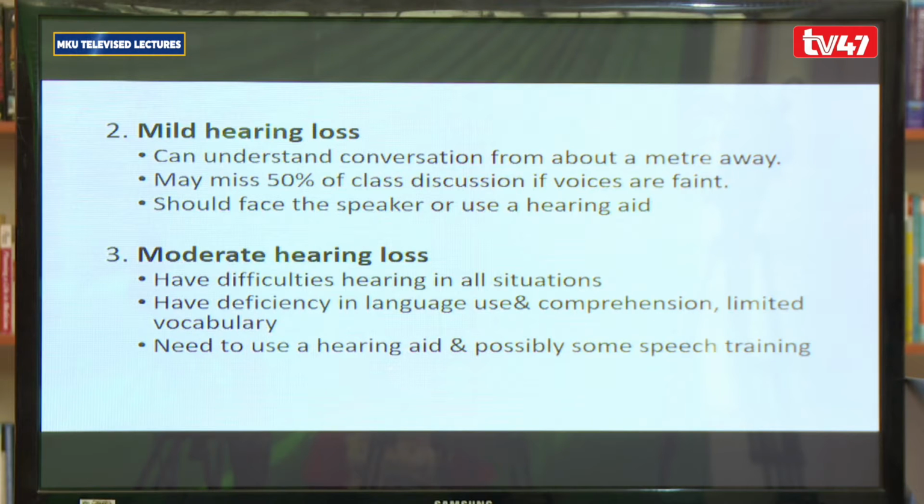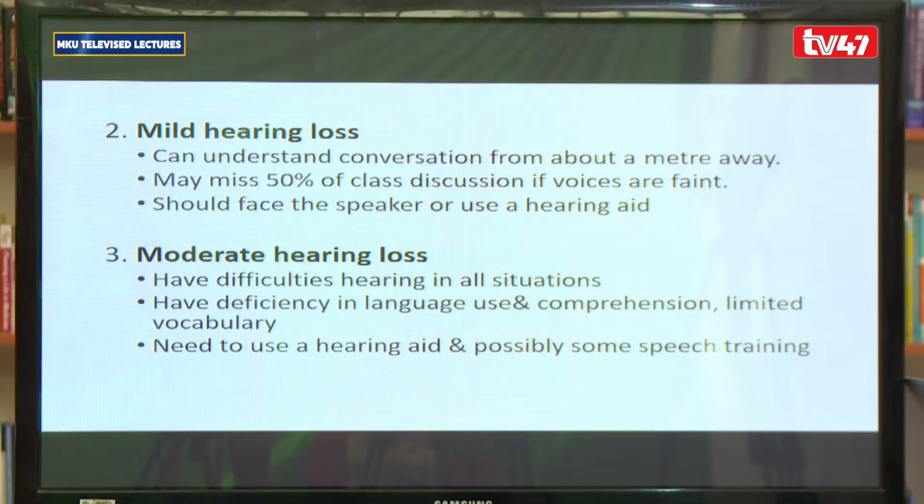The second category is mild hearing loss. With mild hearing loss, one cannot understand conversation from about a meter away and is likely to miss 50% of class discussions if the voices are faint. If the teacher who is talking is not really raising their voice, they are likely to miss around 50% of what is being said.